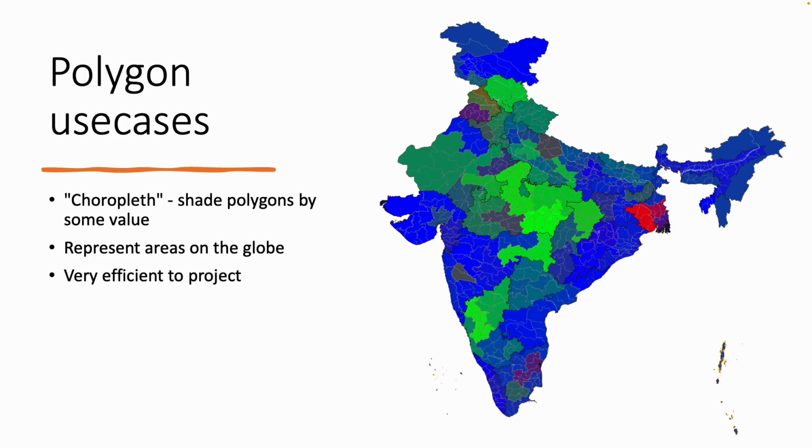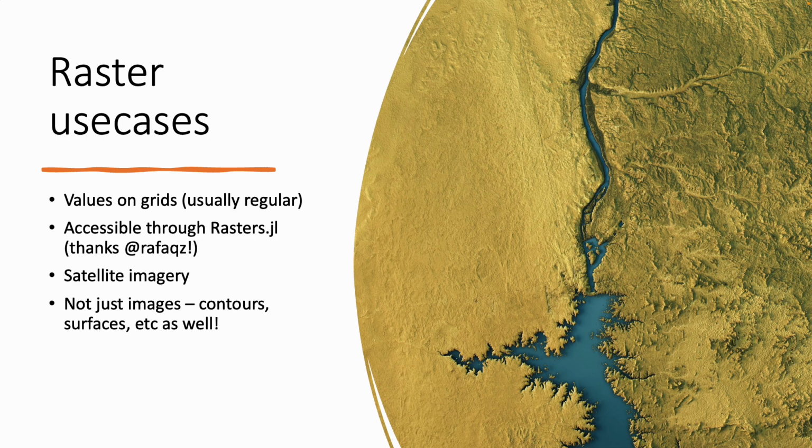You're not doing a grid, you're just doing this one line, so it's easier. So, use cases for rasterized data: they're usually values on grids, usually regular. In the Julia ecosystem, they're very accessible. They've become very accessible in the last couple of years thanks to the Rasters.jl package, which was written by Rafaqz on GitHub. A lot of rasterized data also comes from satellite imagery.